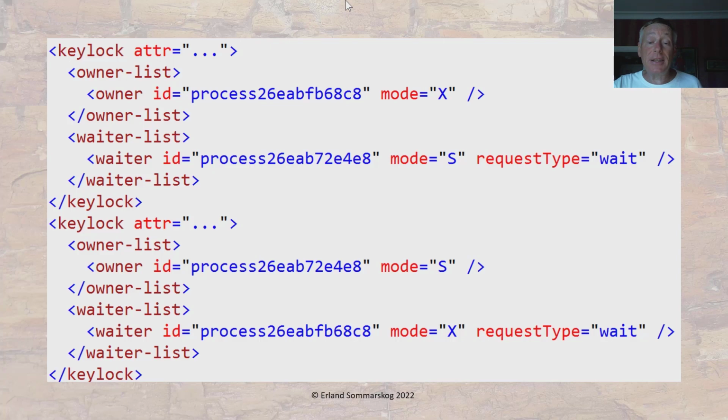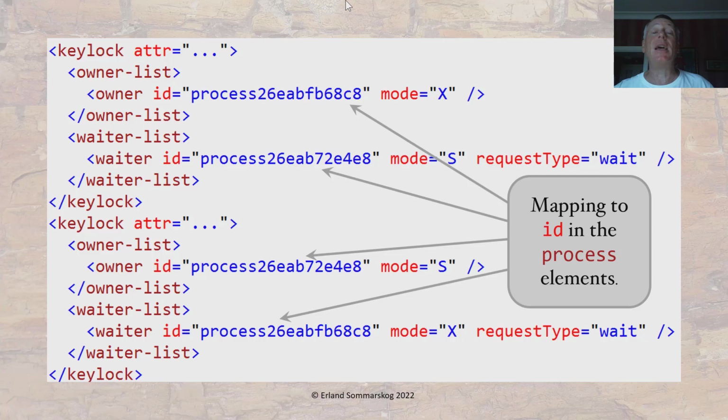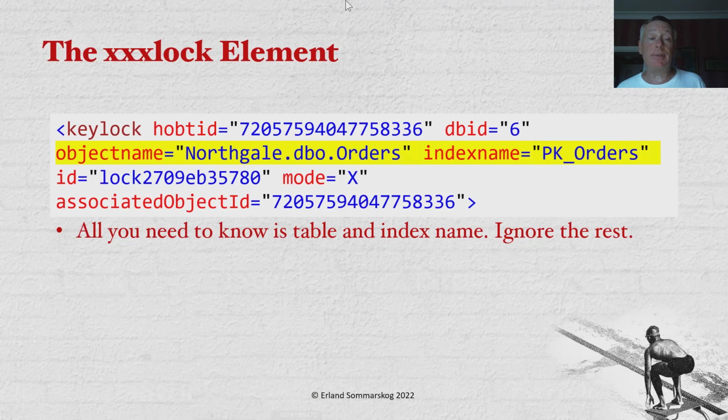And keep in mind that these IDs go back to the process elements, so you can see what these processes are doing. Now, this is the XXX lock element. There are a couple of attributes, and the most important ones are the name of the table and the name of the index where the lock was taken.